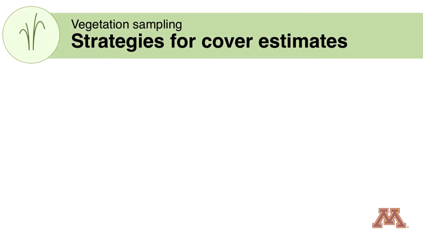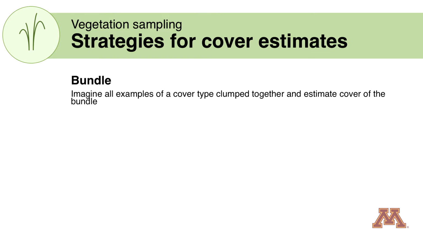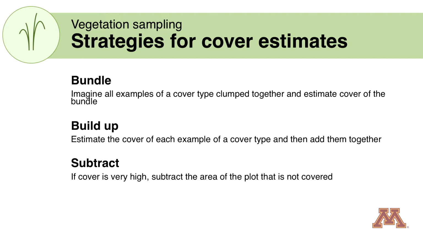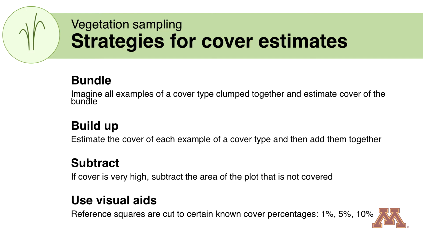Right. Okay, so let's recap the strategies for estimating cover. We can bundle, where we imagine all the examples of a cover type are clumped together in one part of the plot, and then estimate the cover of that bundle. You can also build up by estimating the cover of each example of that cover type and adding them together. Can subtract, the opposite of building up, where we just subtract the areas that are not covered by a cover type. So this can be particularly useful if a cover type is really dominant in the plot. And then finally, using the visual aids, the reference squares, can help train our eyes and also assist in each of these strategies.